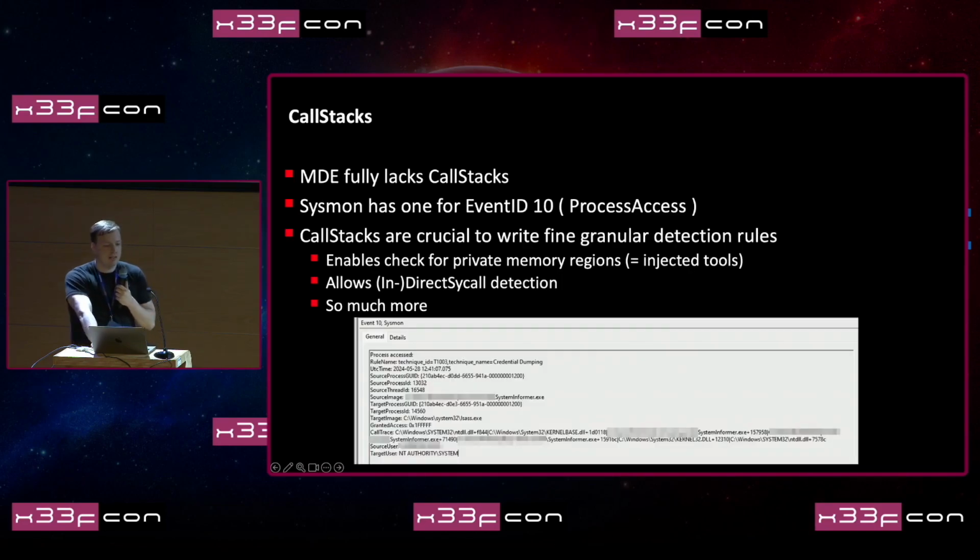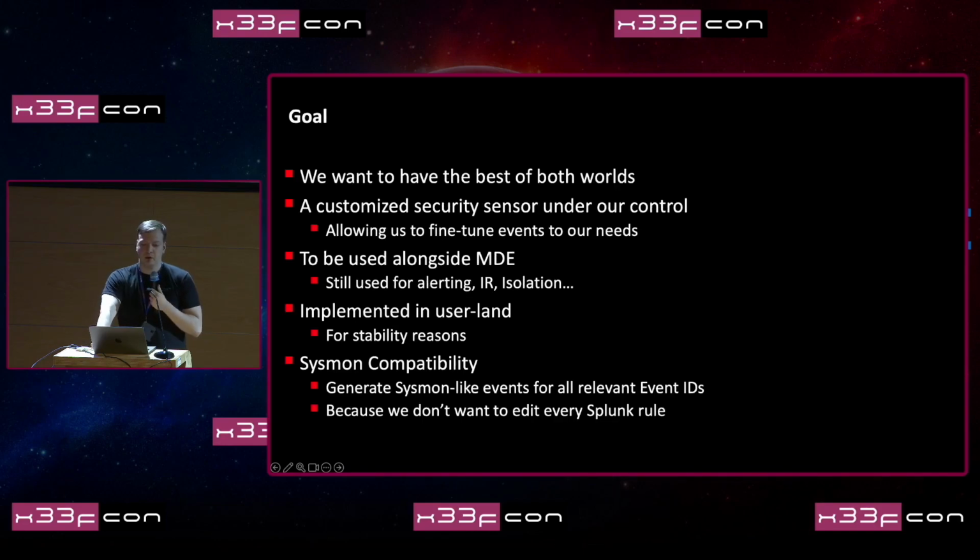One word about callstacks. MDE does not give us any telemetry about callstacks. Sysmon has at least one for event ID number 10, process access, which is a shame because having access to callstacks would allow us to write very sophisticated detection rules, but neither MDE nor Sysmon has a very good support for callstacks. So the goal of our project was basically to have the best of both worlds.